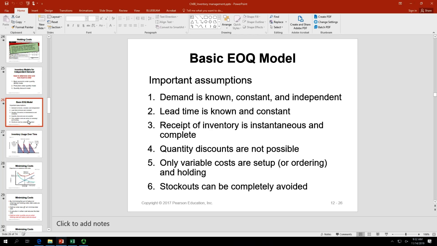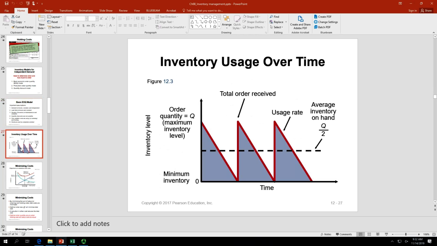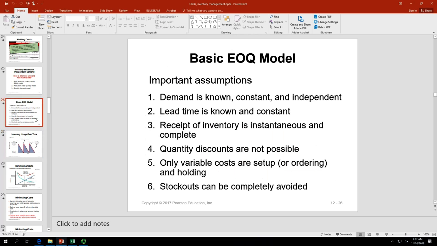So what that means is, when you receive the order, this is the total order received. This is the vertical line. That means the time interval is 0. This is one of the assumptions you used when you created the basic EOQ model.